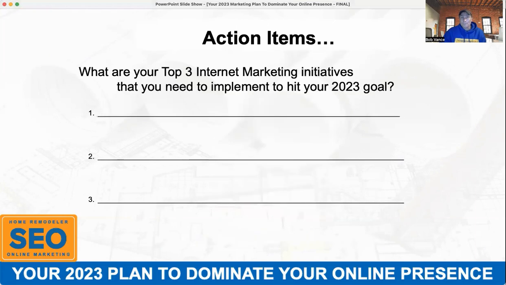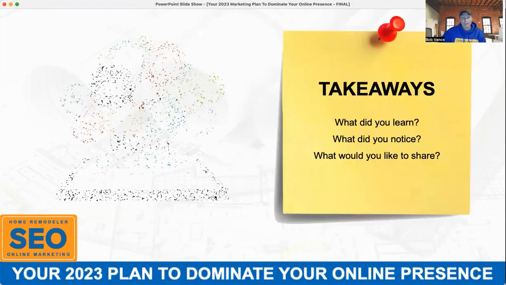So, top 3 initiatives, just a reminder here. What are you going to do? More authentic photos, maybe jumping into Google local service ads, implementing chat, getting more reviews. What are you going to be doing to actually improve your digital marketing for this year?